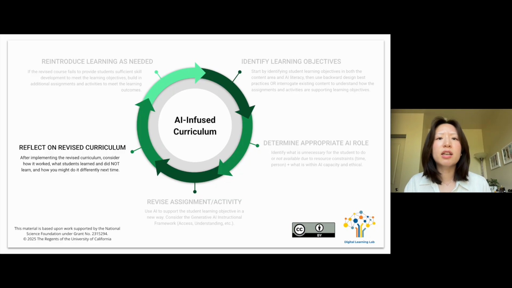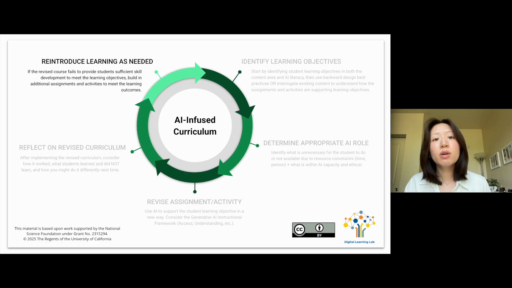What did students learn and what did they not learn? What do you think went well and what didn't go well? How might you do it differently next time? These questions can help guide you in your evaluation of where you may need to build in additional assignments and activities to meet the learning outcomes. Note that this is an iterative process, and your teaching expertise and experiences are always at the center of that process. You are in control of these decisions about if, how, when, and where to bring AI into your class.